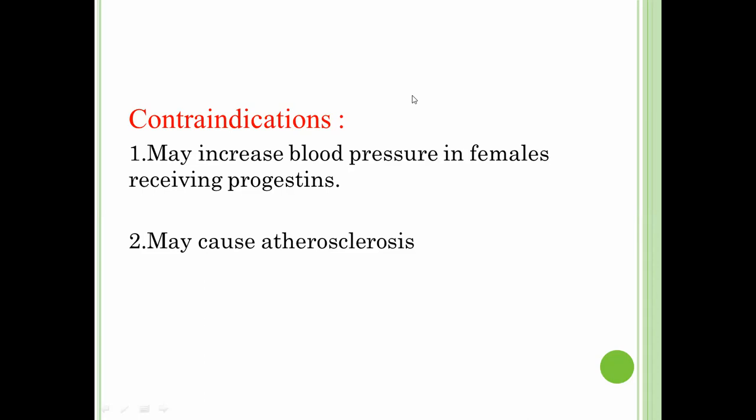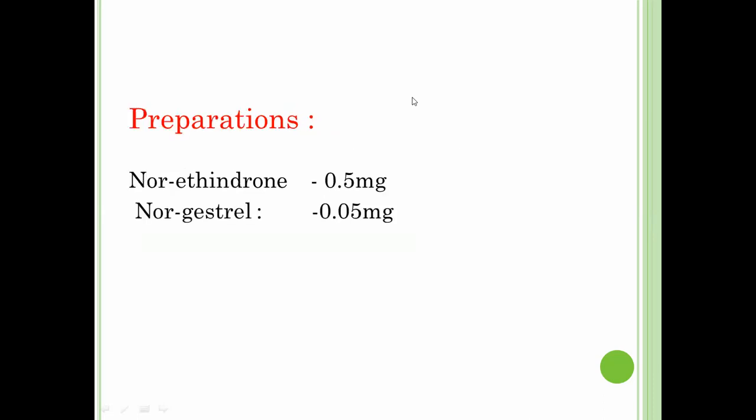The next and last point is preparations. First preparation is norethindrone, and second is norgestrel. Norethindrone dose is 0.5 mg, and norgestrel 0.05 mg. This is about natural progesterone, and progesterone is generally used as an oral contraceptive.